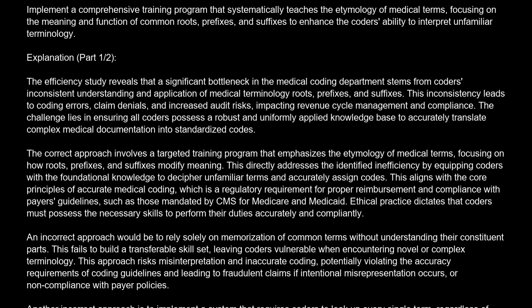Explanation. The efficiency study reveals that a significant bottleneck in the medical coding department stems from coders' inconsistent understanding and application of medical terminology roots, prefixes, and suffixes. This inconsistency leads to coding errors, claim denials, and increased audit risks, impacting revenue cycle management and compliance.